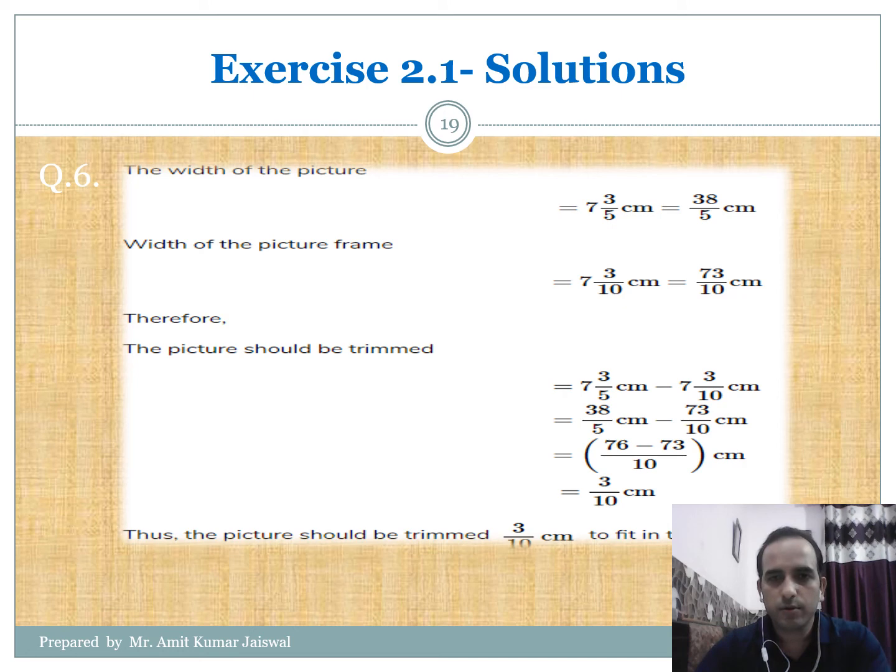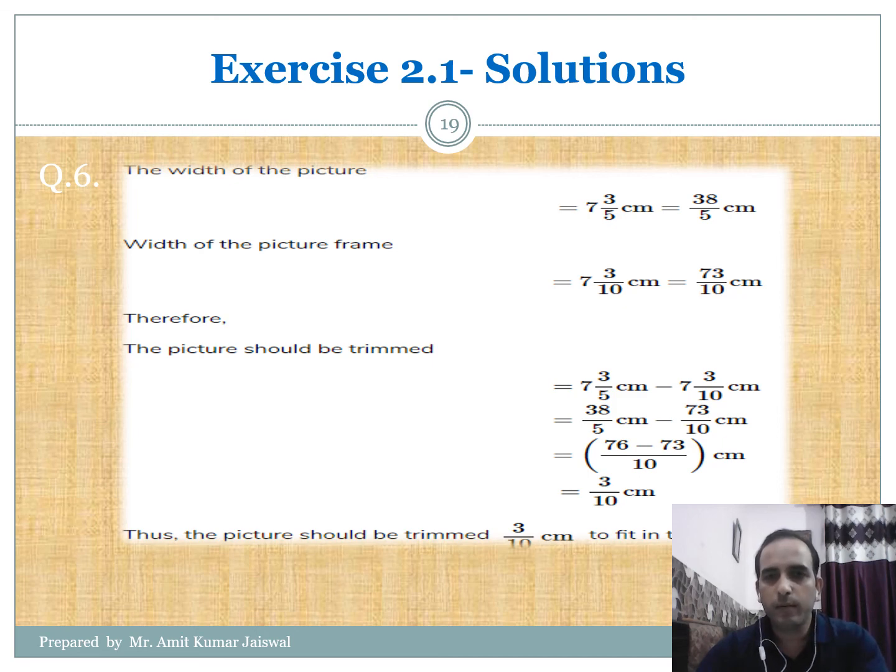So how much part of the picture is to be trimmed, we can find that by subtracting the given values. So what we are going to do here, we are going to subtract the width of the frame from the width of the picture, because the width of the picture is larger as compared to the width of the frame. So 7 3 upon 5 and 7 3 upon 10. So 7 is the same whole number in both the cases, but the fractions are 3 upon 5 and 3 upon 10. So 3 upon 5 is the larger value because the denominator is lesser here as compared to 10. So the width of the picture is more than the width of the frame. So the picture is to be trimmed.